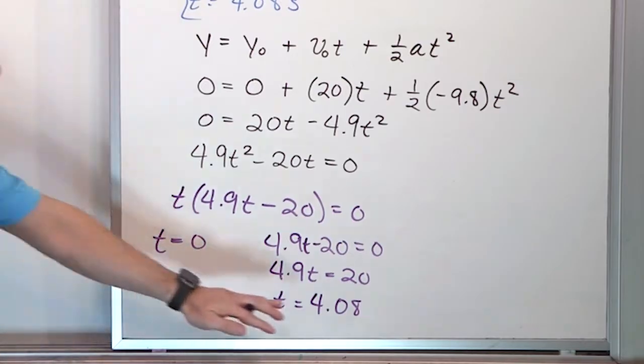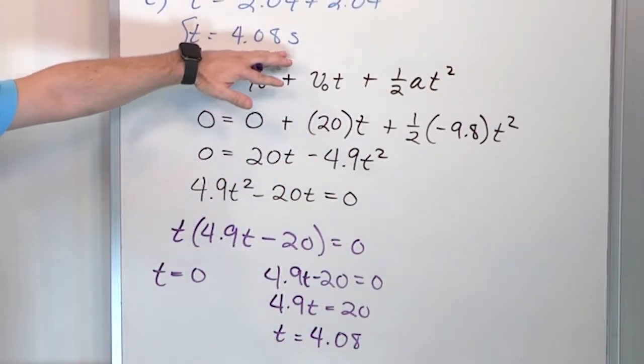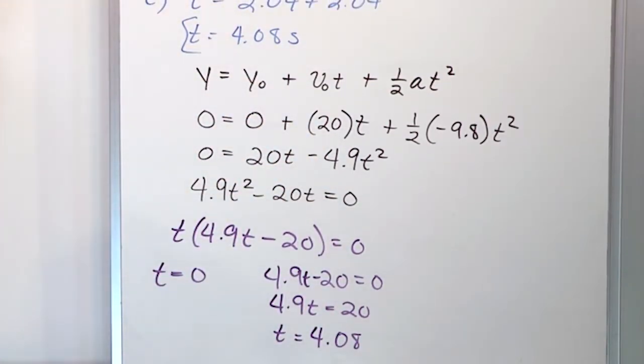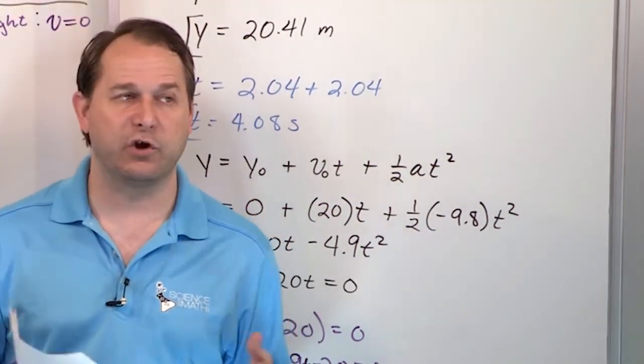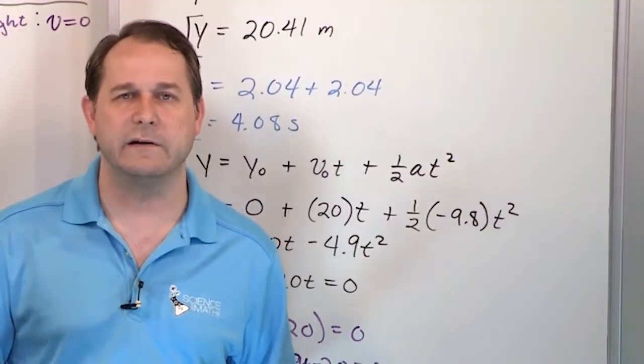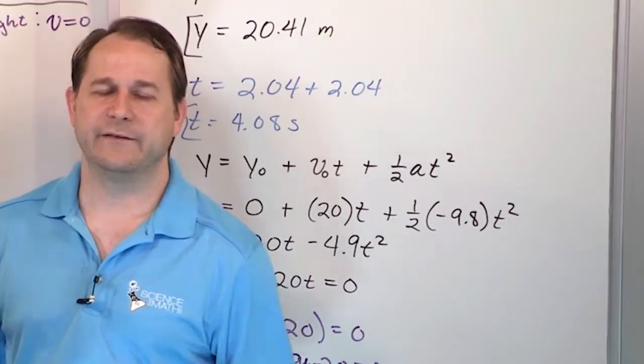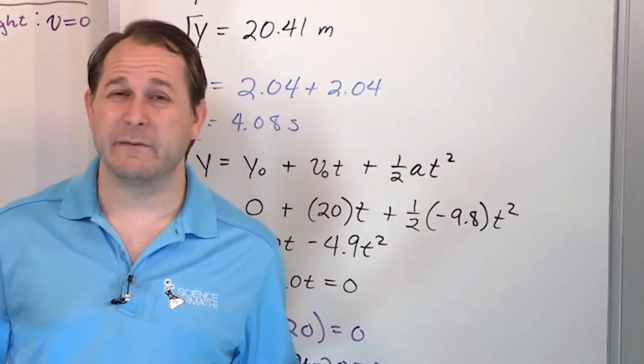Which one's correct? I mean, obviously this one matches what we got before from our common sense. But why did we get two solutions? Well, it's because in math, when you have any equation with a quadratic term, like a t squared or an x squared or whatever, you're always going to get two solutions. But oftentimes, one of them is nonsense.